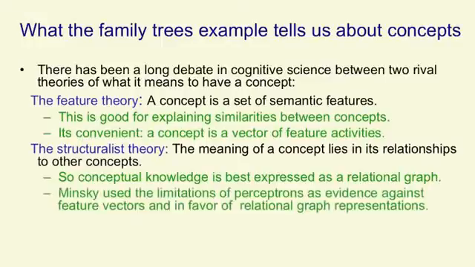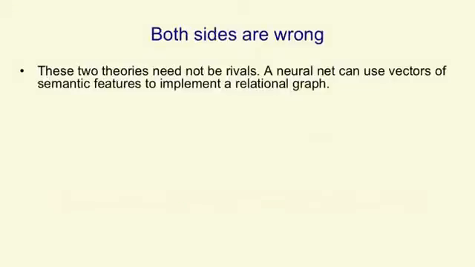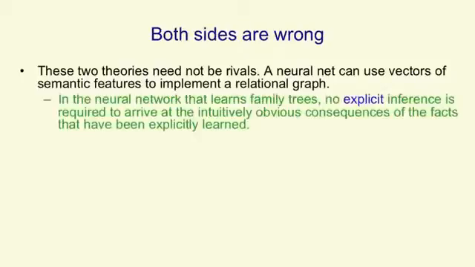In the early 1970s, Marvin Minsky used the limitations of perceptrons as evidence against feature vectors and in favour of relational graph representations. My belief is that both sides in this debate are wrong, because both sides believe that the 2 theories are rivals, and they're not rivals at all. A neural net can use vectors of semantic features to implement a relational graph. In the neural network that learns family trees, we can think of explicit inference as: I give you person 1 and I give you a relationship and you tell me person 2. And to arrive at that conclusion, the neural net doesn't follow a whole bunch of rules of inference. It just passes information forwards through the net.